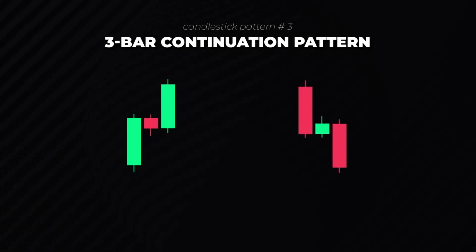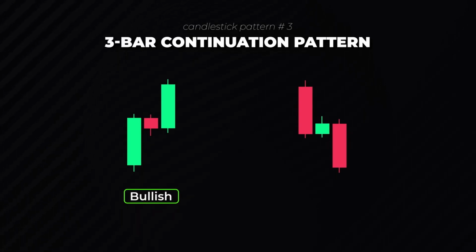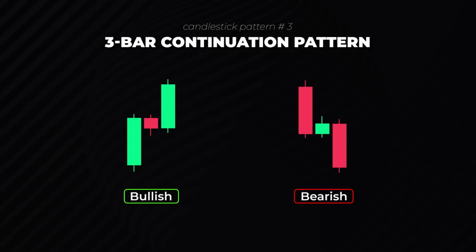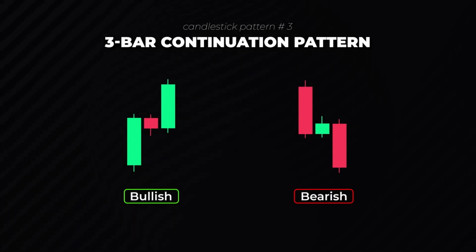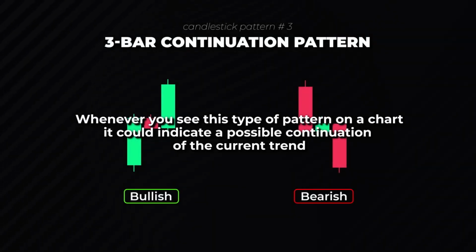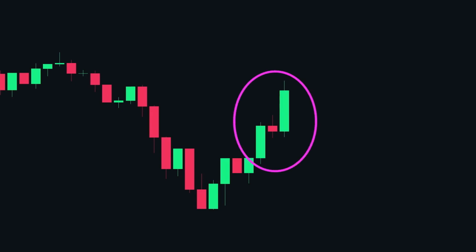There are 2 types of 3-bar continuation patterns. A bullish pattern, where the first and third candles are large green candles, with a small red candle in the middle. And a bearish pattern, where the first and third candles are large red candles, with a small green candle in the middle. Whenever you see this type of pattern on a chart, it could indicate a possible continuation of the current trend. For example, if the price is in an uptrend and a bullish 3-bar continuation pattern forms, it suggests the price may continue rising. This can be a good opportunity to enter a long position if you miss the initial uptrend, with a stop loss at the bottom wick of the second candle.